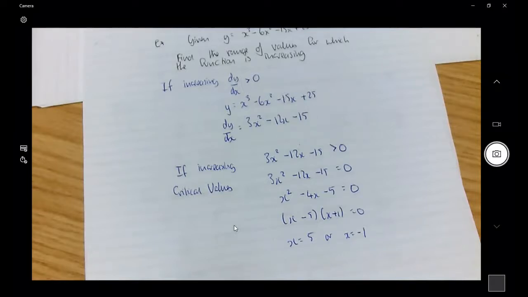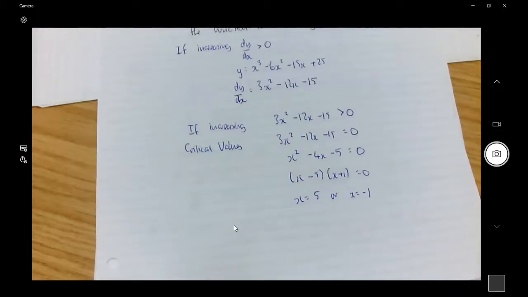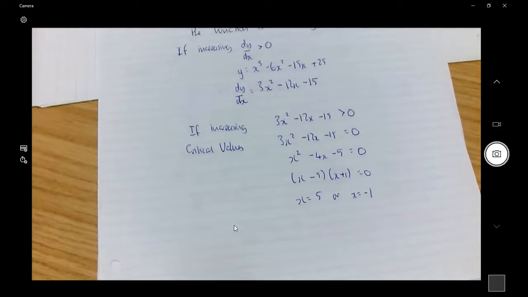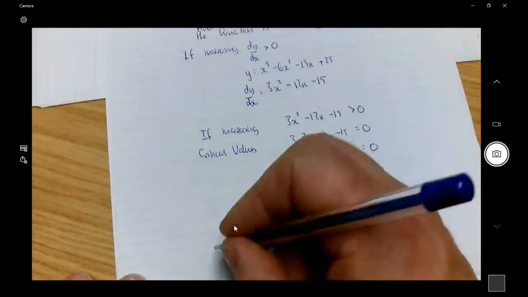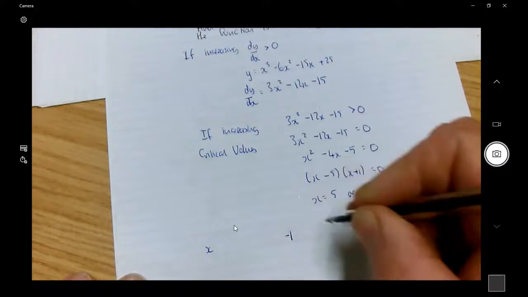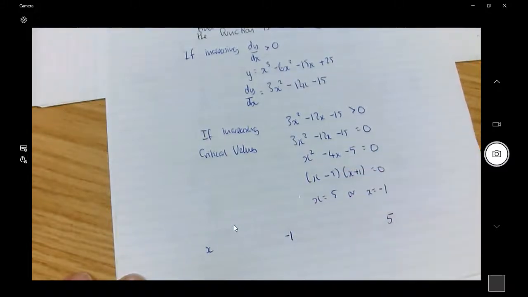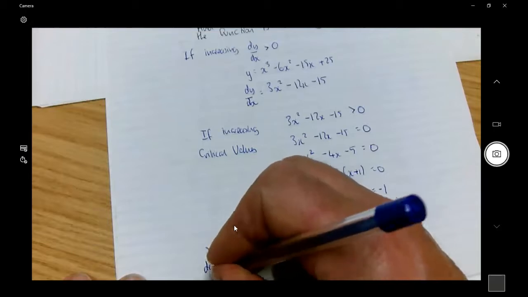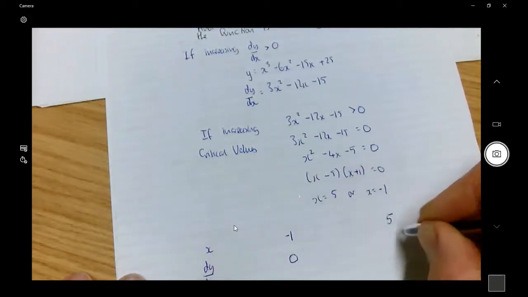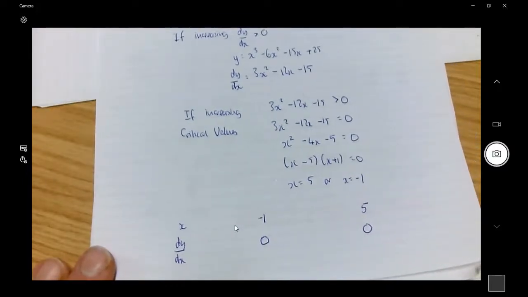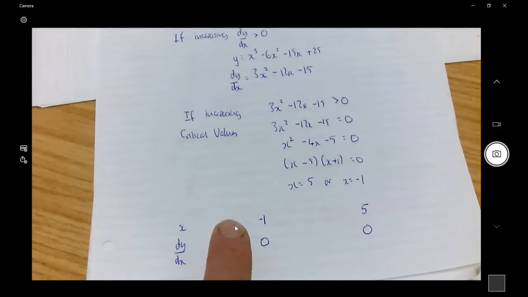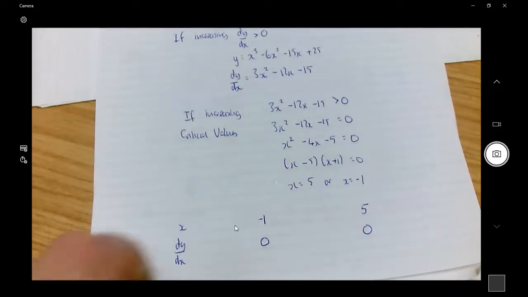Now then, that gives us our points where the gradient is naught. We want to know when the gradient is more than naught. Now I always tend to do this via a little table. Okay? x is minus 1, x is 5, and dy by dx, the gradient is naught at those points. So what I want to do now is pick a value for x that's less than minus 1. Let's call it minus 2.